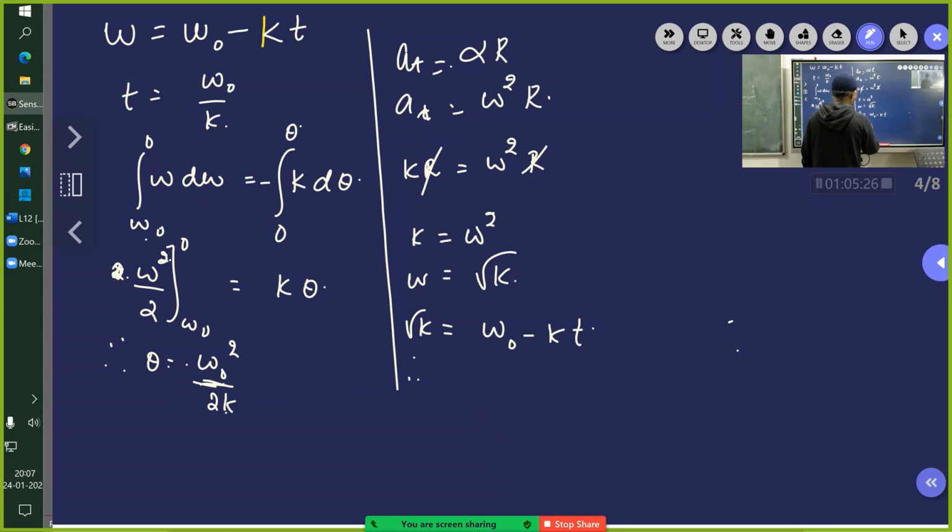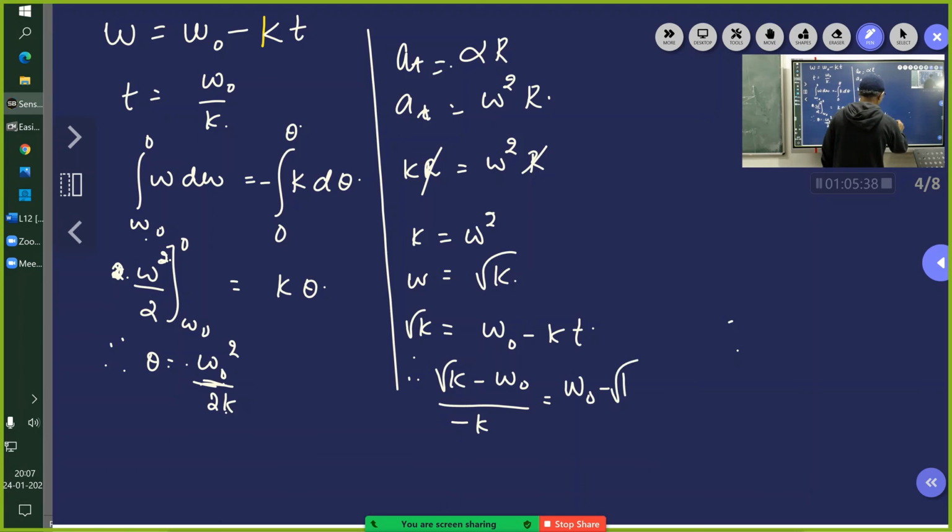So thereafter, what is the time taken? Root k equals omega naught minus k t, so t is omega naught minus root k divided by k. And that is equal to the time at which this will be the tangential and radial acceleration. Right? Yes, sir. Why did we take given omega naught also? Omega naught is 2 root k, sir. Okay, correct. Put it.